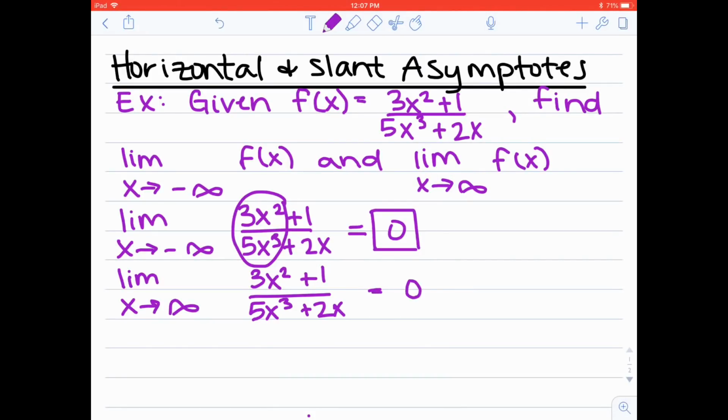And again, for the same reasoning, this one's going to be 0. In this case, it doesn't really matter if it's positive infinity or negative infinity. Either way, it's just going to be 0.